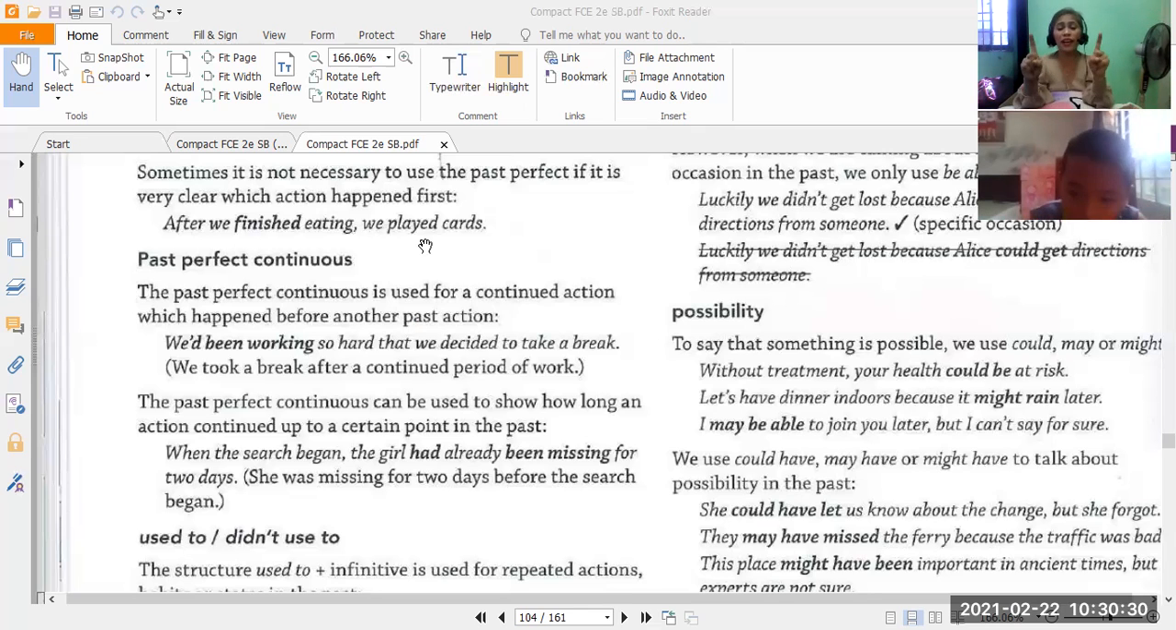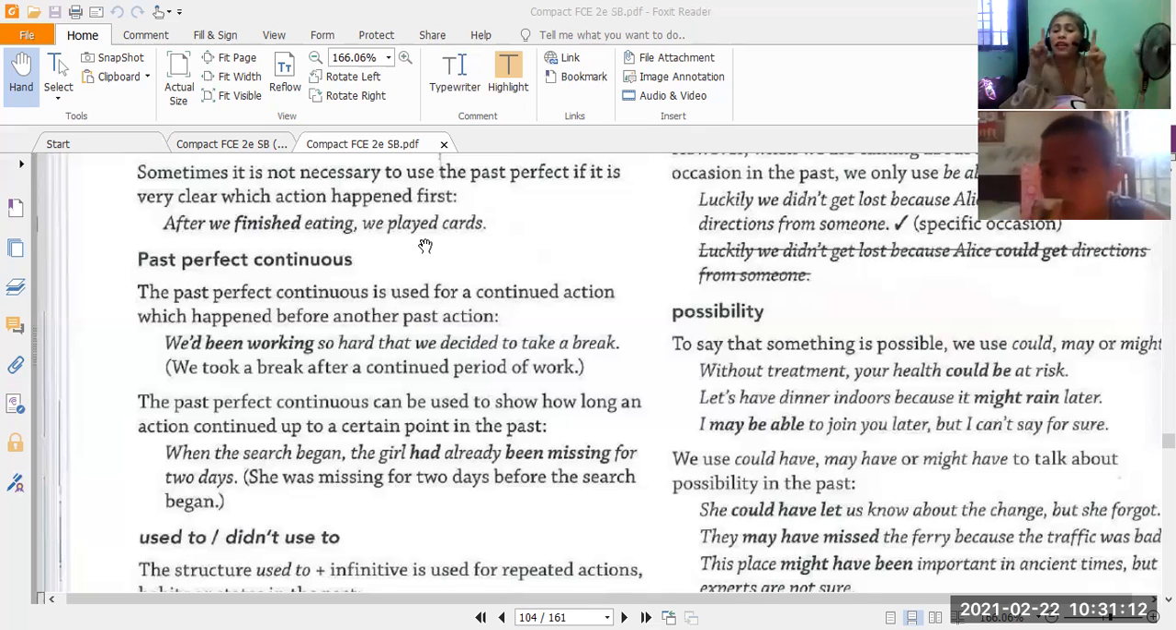Okay, so let's look at the example here. We've been working so hard that we decided to take a break. So first, here, we take a break. Why do we take a break? Because we walk too far. Very good. Because we've been working so hard, and that is the first action. That is the first action that already happened before you decided to take a break. You understand? Did you get my point?